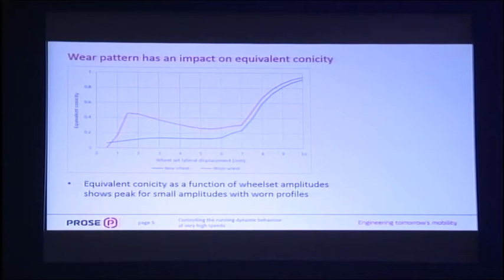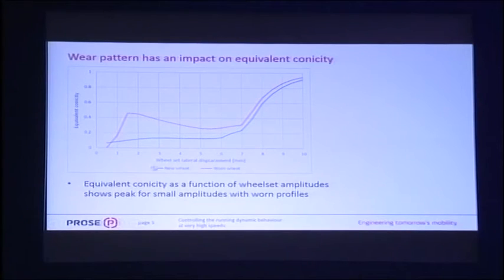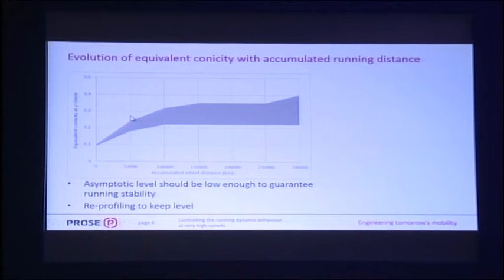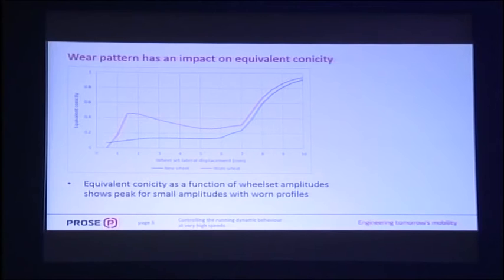So now this wear pattern has an impact on the equivalent conicity. For very small amplitudes, you see a high equivalent conicity. Here on the x-axis you have the lateral displacement, and here you have the equivalent conicity. And you see here at the amplitude of 1.5 millimeter, the equivalent conicity reaches a peak. And then it goes down with the increase of the amplitude and is stable at 0.3. So these small amplitudes produce these peaks.